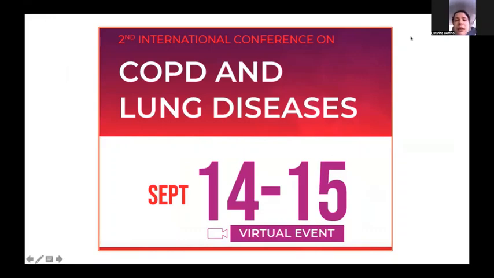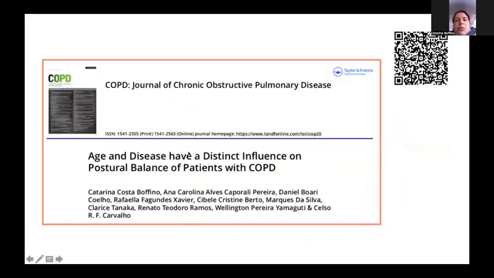Please, next slide. I will talk to you about work I do with some colleagues at the University of Sao Paulo about aging and disease having a distinct influence on postural balance of patients with COPD. This is a published paper, and on the QR code you can access the full version of the paper. Please, next slide.